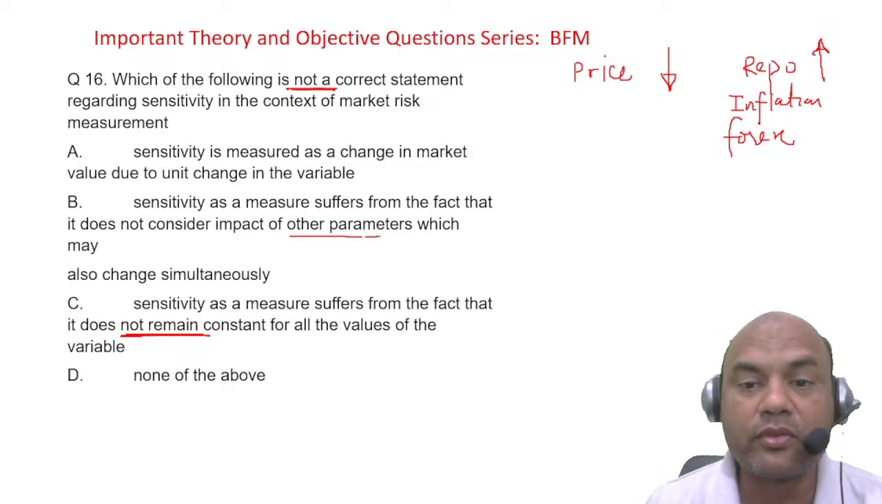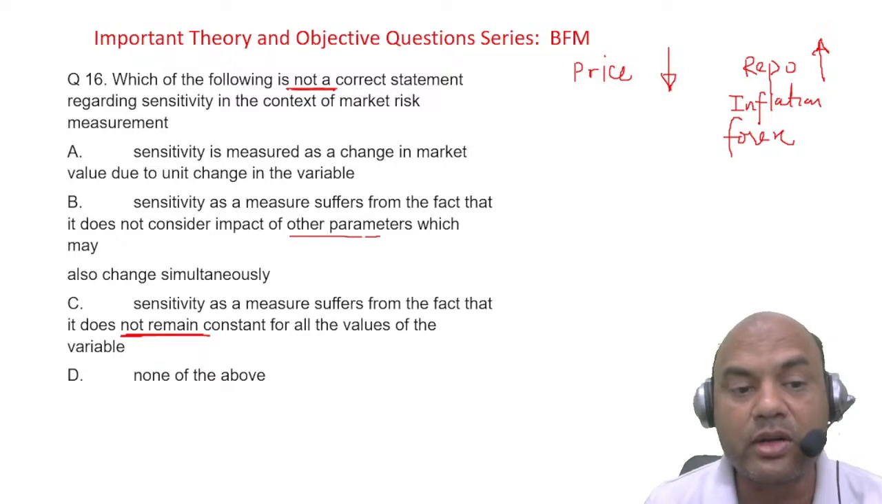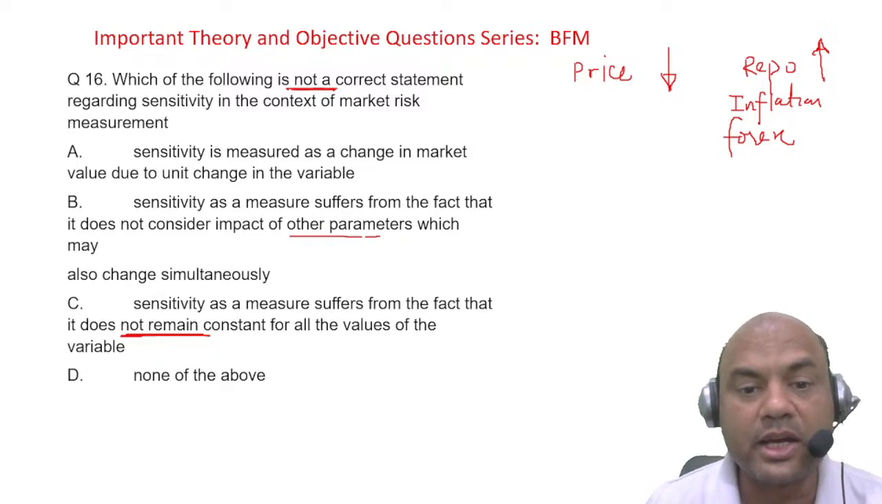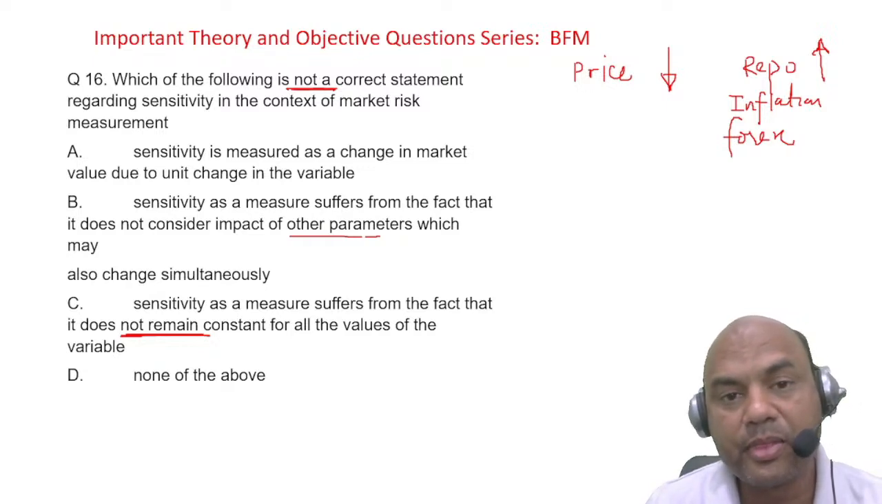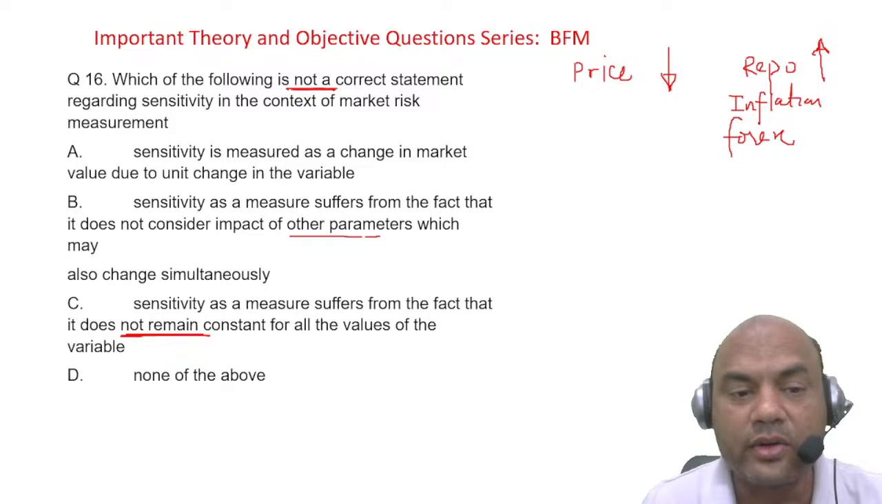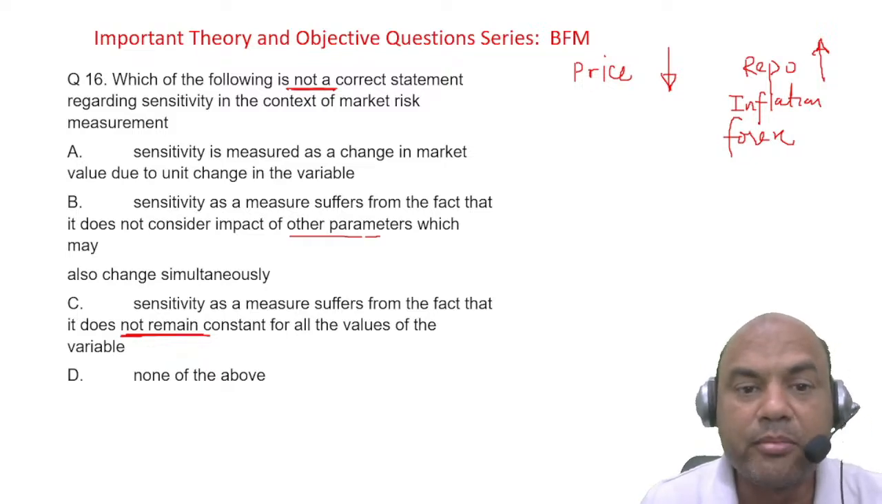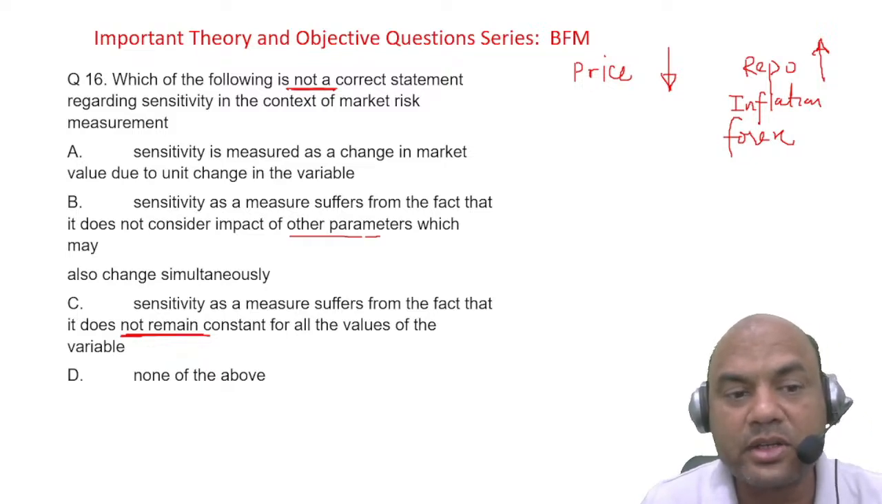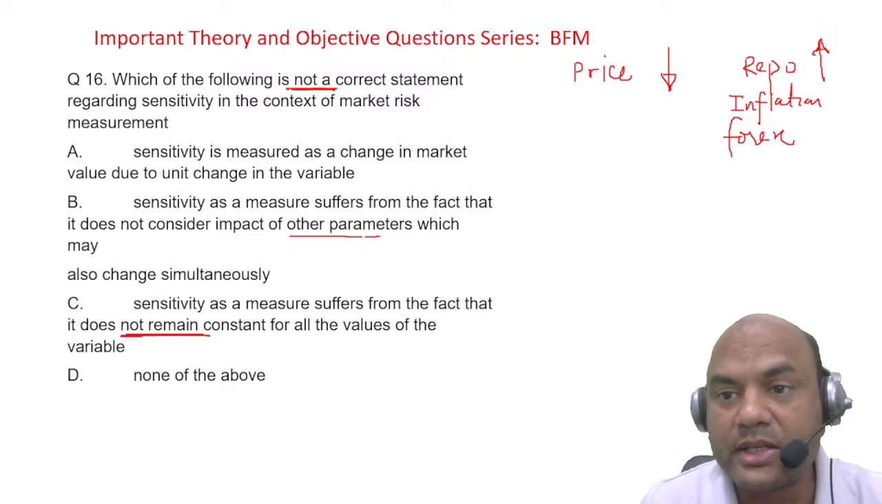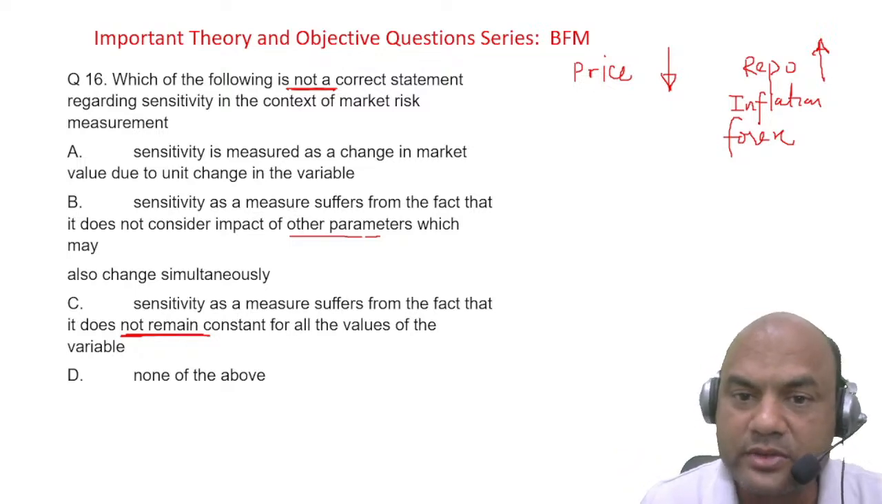So which one of them is not correct? Now think over it. We want the not correct one. Or is it none of the above? Is A not correct, B not correct, C not correct? Let's think about A. Sensitivity is measured as a change in the market value due to the unit change in the variable. So that is true. Unit change in the repo rate will make the price change in the bond. So that is true.